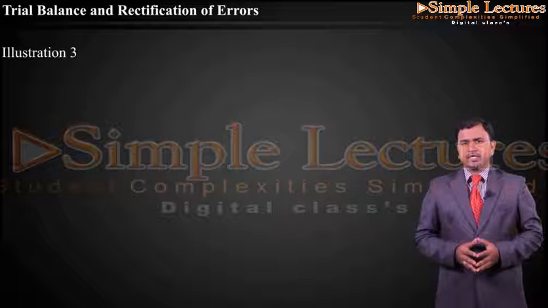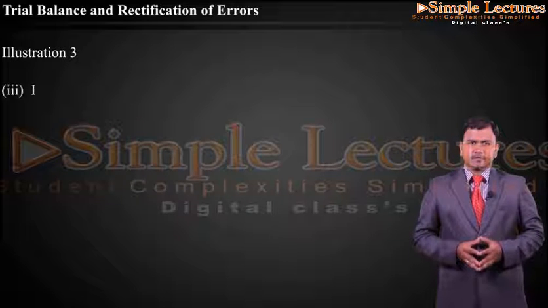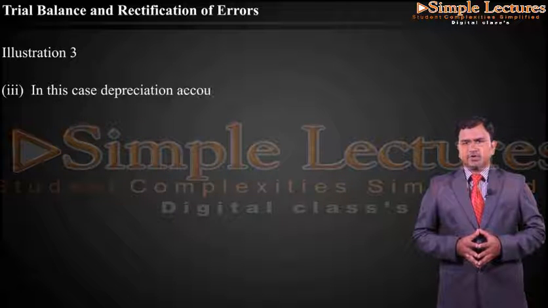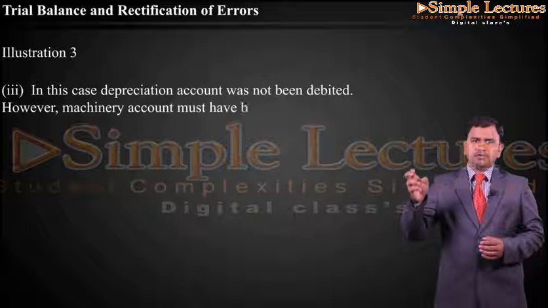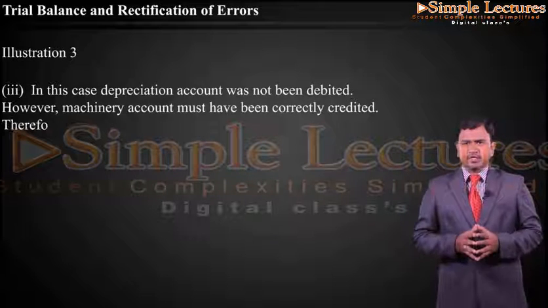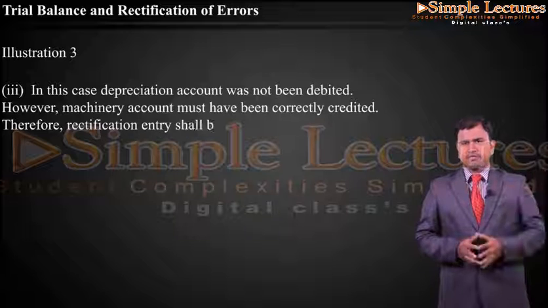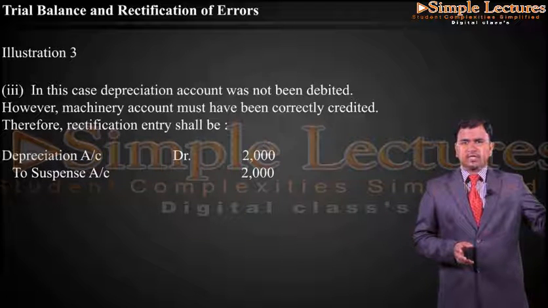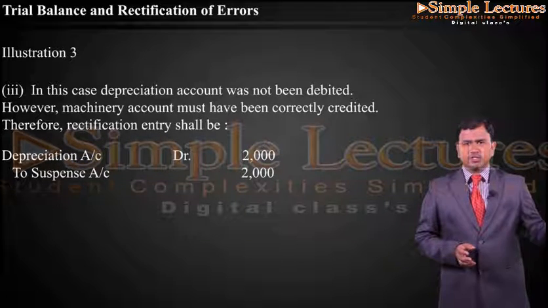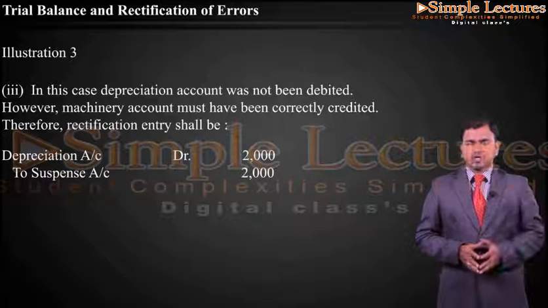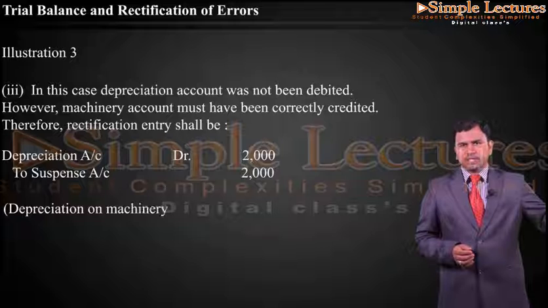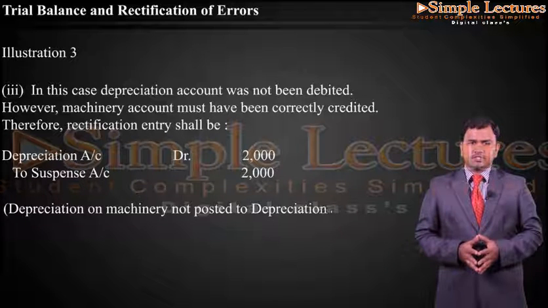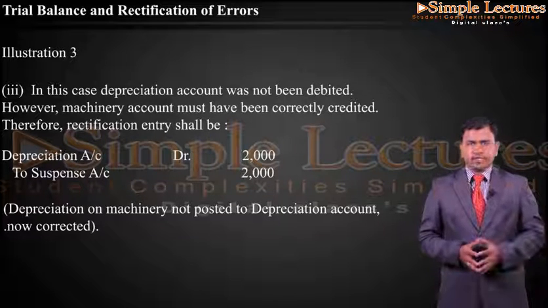Now let us take case 3, where the depreciation account was not debited. However, the machinery account must have been correctly credited. Therefore the rectification entry will be depreciation account debit 2000 to suspense account 2000, and the narration will be depreciation on machinery not posted to depreciation account, now corrected.